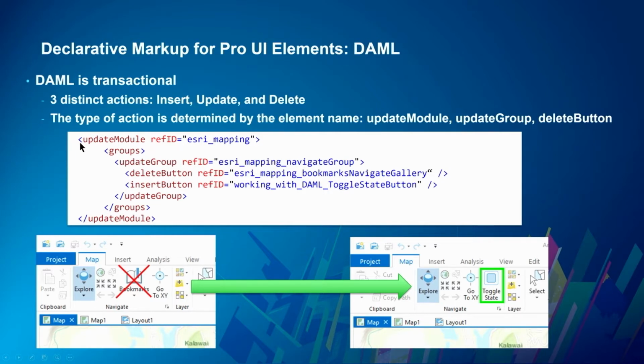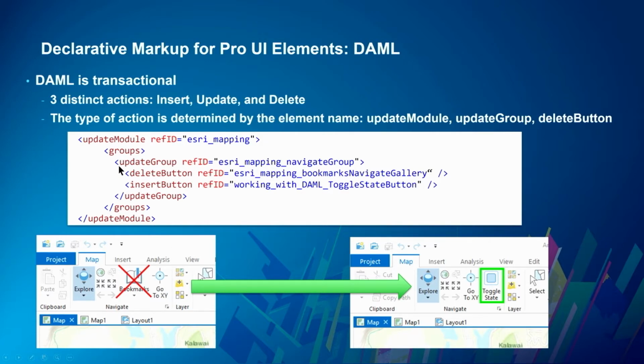What I specify in my DAML is that I want to update a module, and the module I want to update is the Esri mapping module. Specifically, I want to go through the groups that exist. Now, groups you might not know: buttons are grouped together in what we call groups. If you look at the screenshot on the bottom left, you can see what's called the navigate group. This is one group of buttons under the mapping extension that allows you to navigate through your map view.